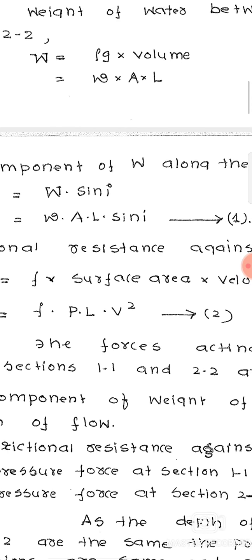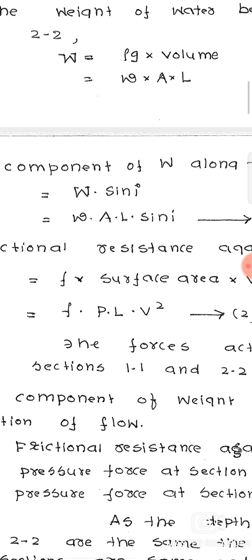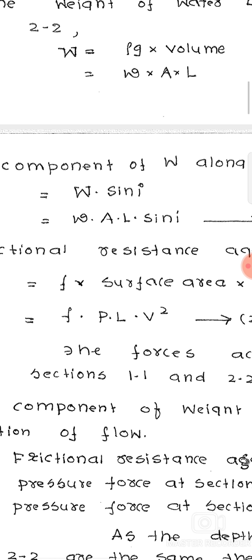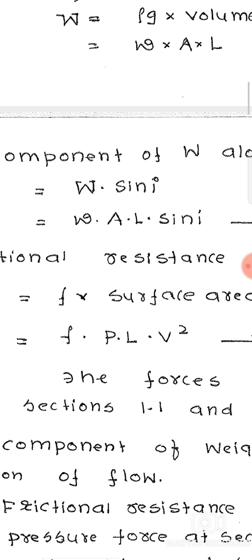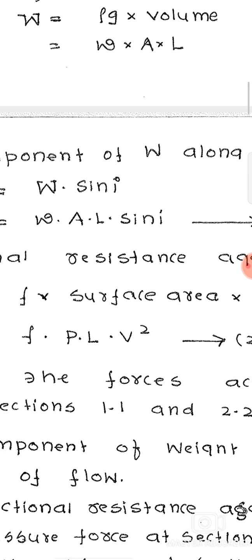So it is with respect to the direction of flow. Then capital W, the weight, will be represented as small w into A into L, that is weight density into volume, into sin I. You can call this equation 1, that is the component of W along the direction of flow. Then the second one is the frictional resistance against the motion of water.